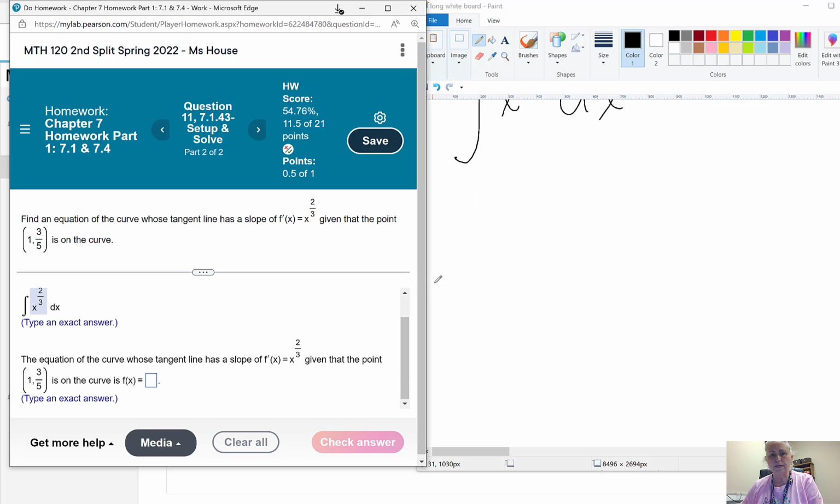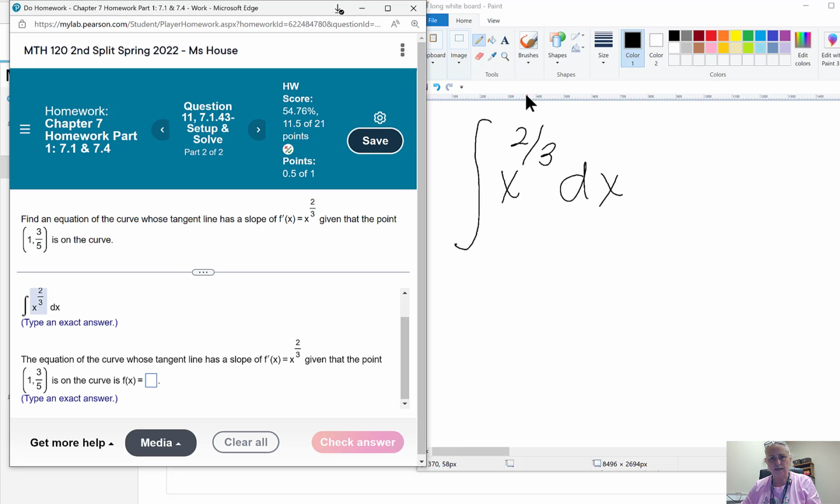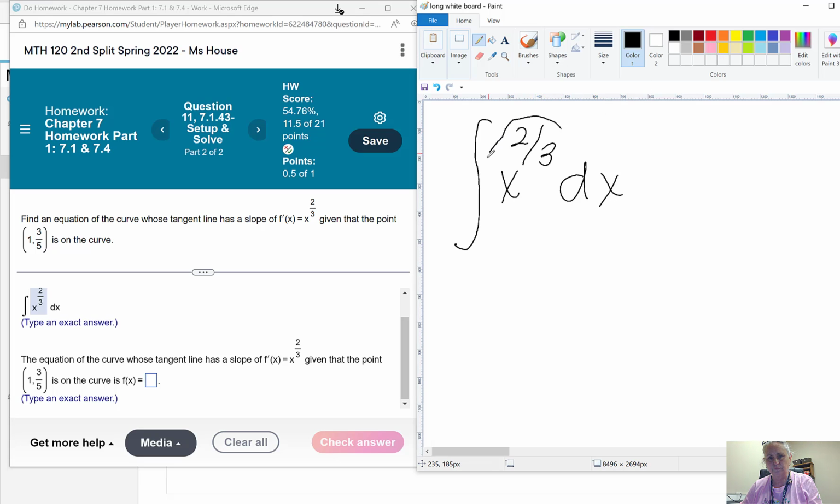Now we're given some information, but to find, remember this part in here, that's the derivative. So that's the f prime. We want to go backwards to f. So this is what f is. This is f of x. It's the integral of all this stuff, right? We got to take that, and then we know some information about f. We know this point, 1, 3/5, is on f, not on f prime, but on f.